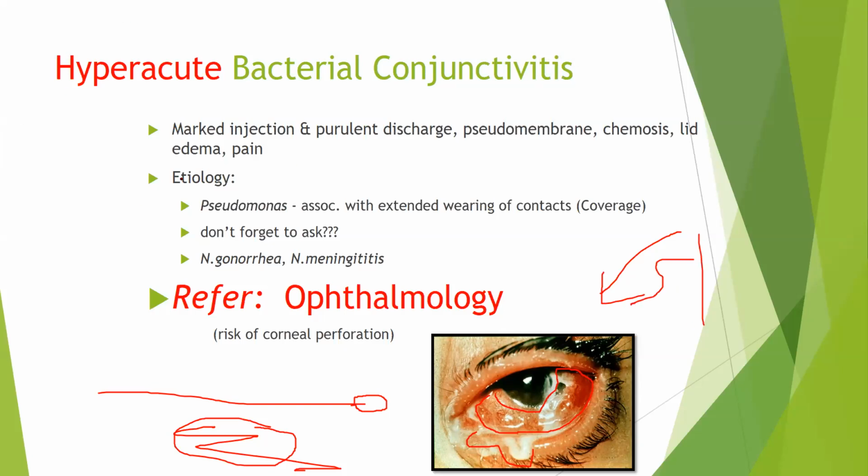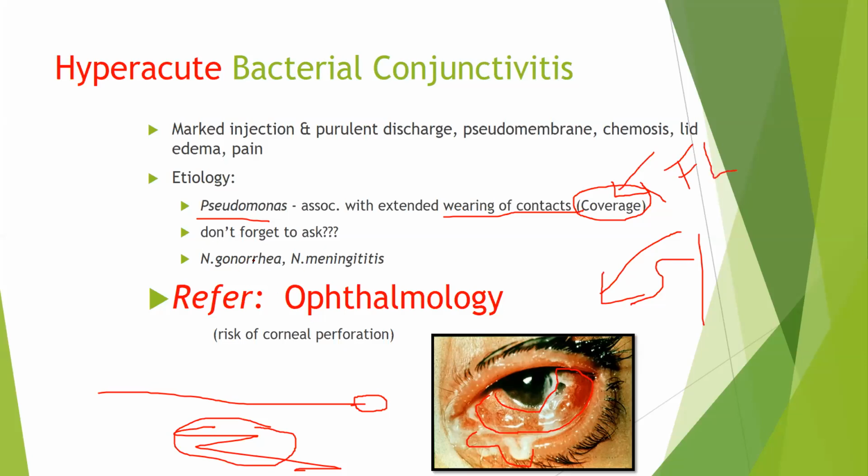Okay, so etiology: this marked injection, purulent drainage, there might be this pseudomembrane, just gross, right? So Pseudomonas is one of the bad actors here. It can be associated with contact lens wearers. We want to provide coverage for this, so we're going to put these people on ofloxacin, which is a fluoroquinolone, to help heal that.